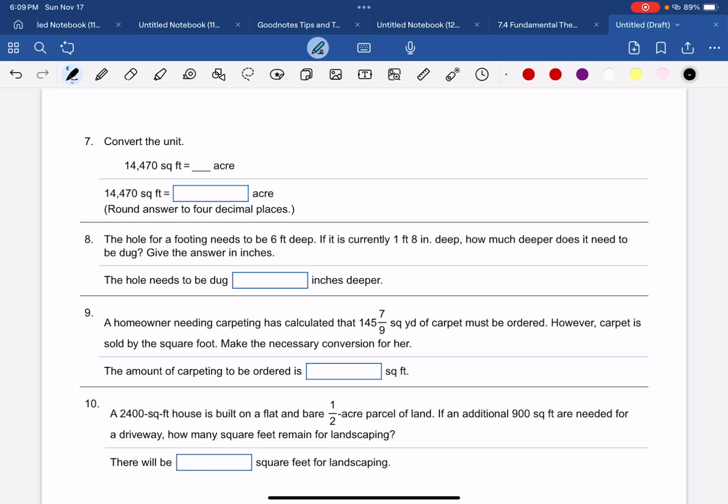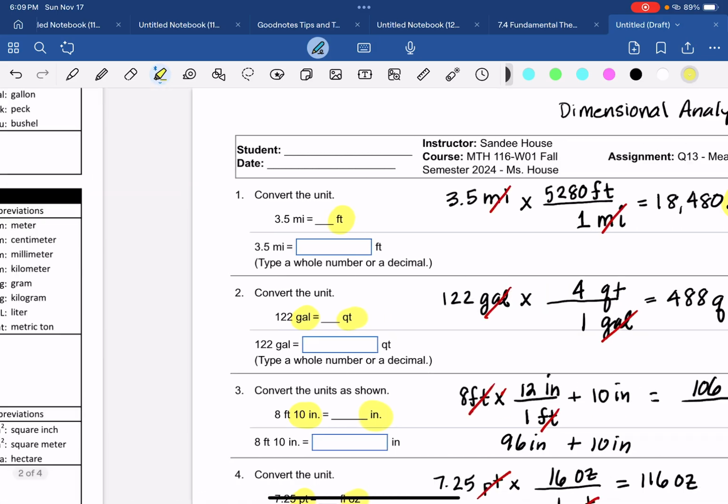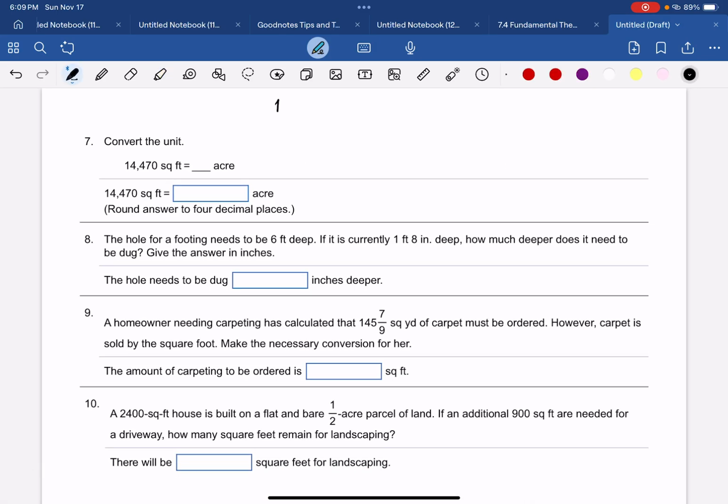Now we're going to convert 14,470 square feet to an acre. So we go over to our chart and we look at our conversion factors, and we see that an acre is 43,560 square feet. So 1 acre is 43,560 square feet. And of course, they've written it SQFT, same as FT to the second power, square feet.